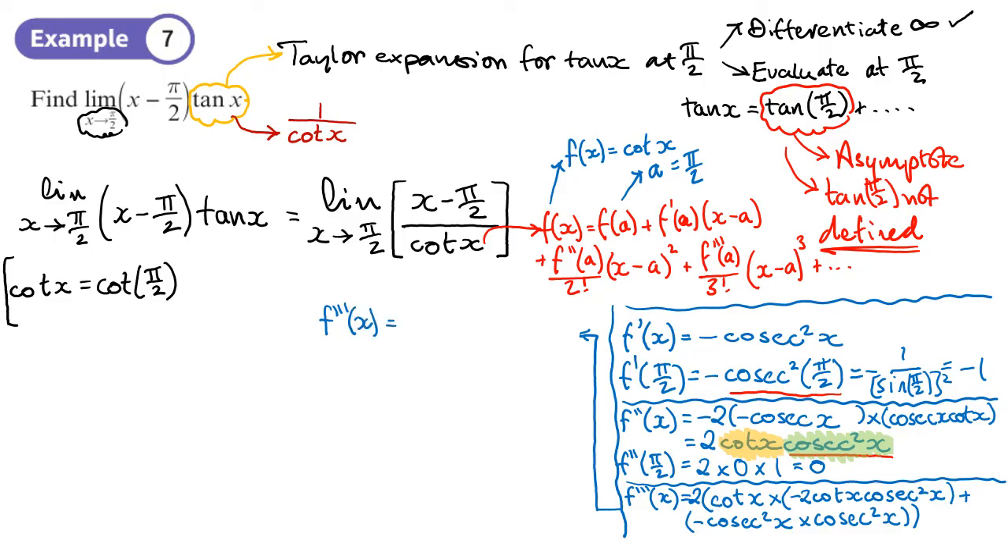So that will become minus 4 cot squared x cosec squared x minus 2 cosec to the power 4 x. Yeah, so that's what all of this will become when we expand out the brackets. So we now want to evaluate this at pi over 2.